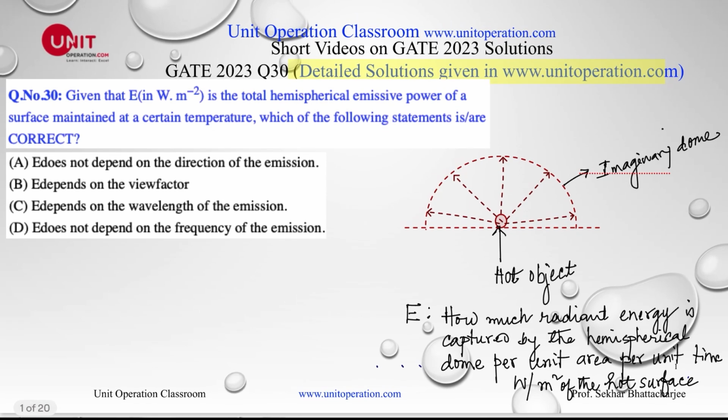Unit Operation Classroom, GATE 2023, question 30. Given that E in watt per meter square is the total hemispherical emissive power of a surface maintained at a constant temperature, which of the following statements is or are correct?